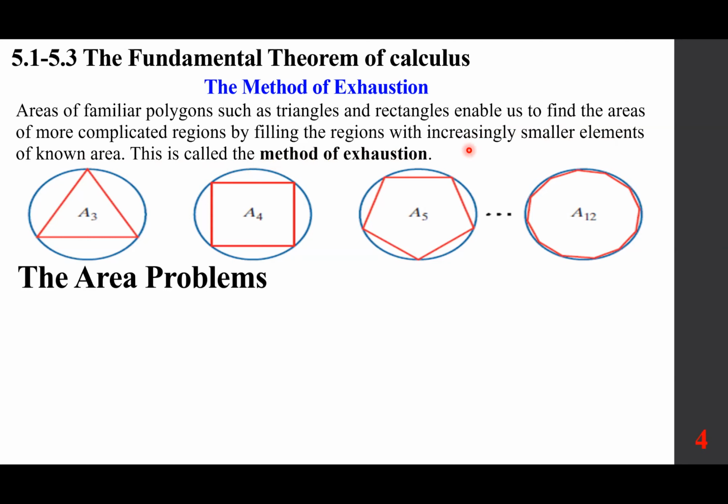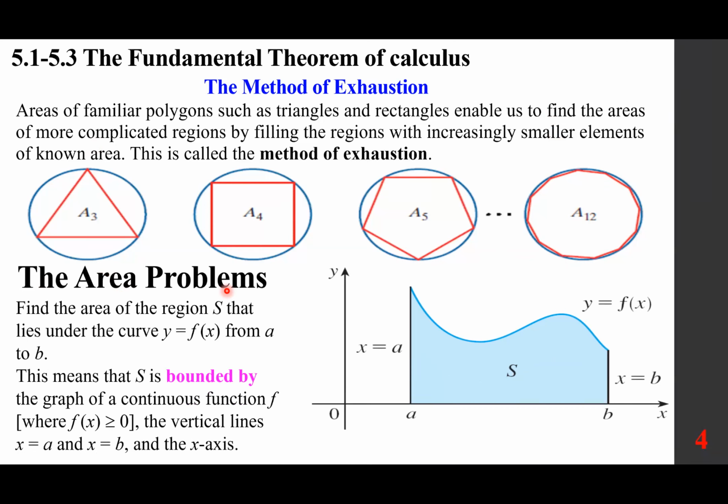In the old days, when they didn't know the area of a circle, one way they found it was to inscribe polygons. We have a 3-sided, 4-sided, 5-sided, 12-sided. As you can see, when we add to the number of sides, the area of that polygon is closer to the actual area of the circle, and that's how they found out. Sometimes they would inscribe and circumscribe another one, and take the average. We're going to use the same concept for the area problems.